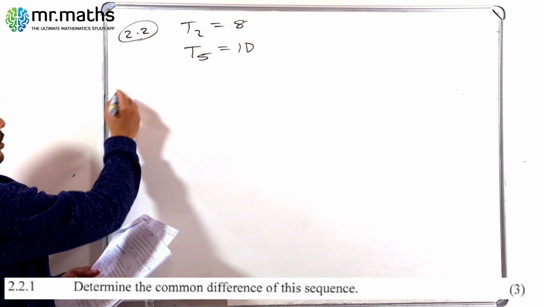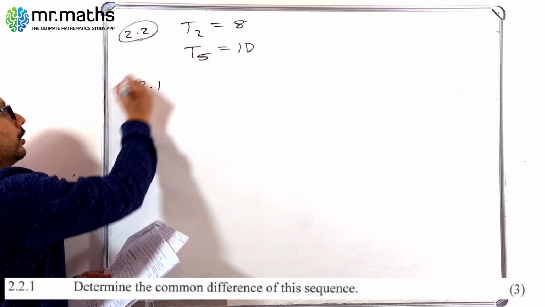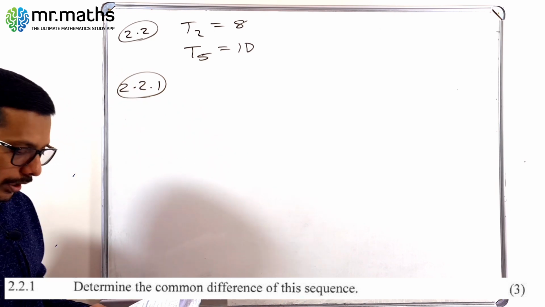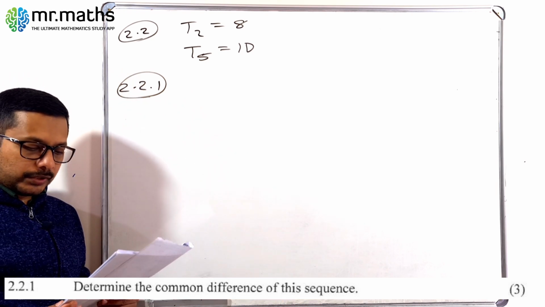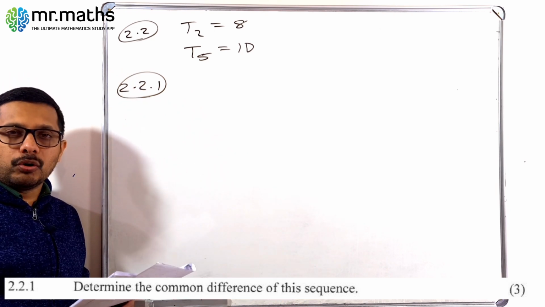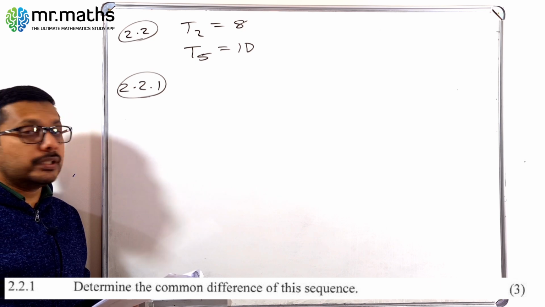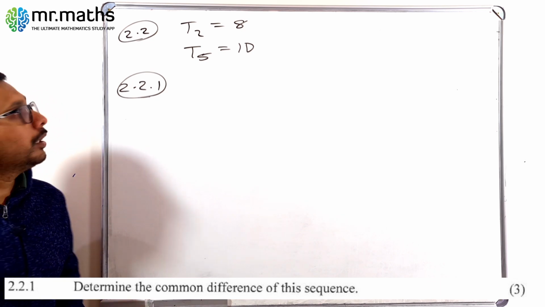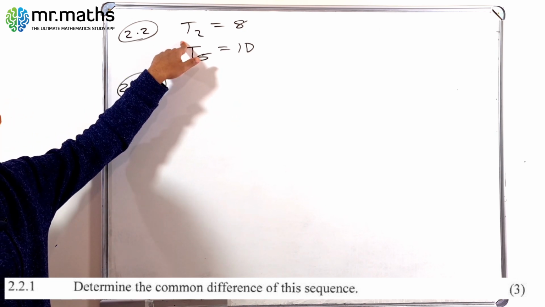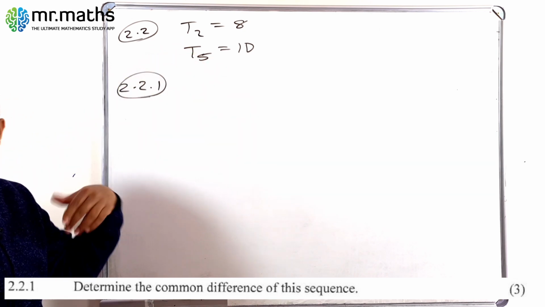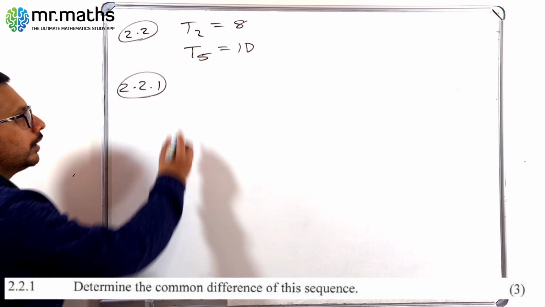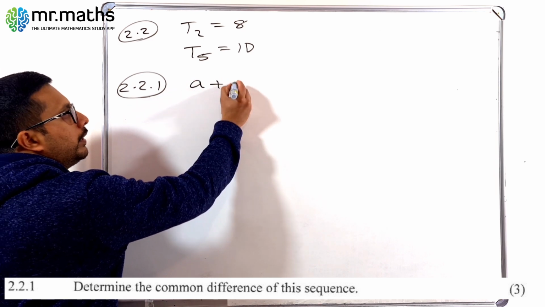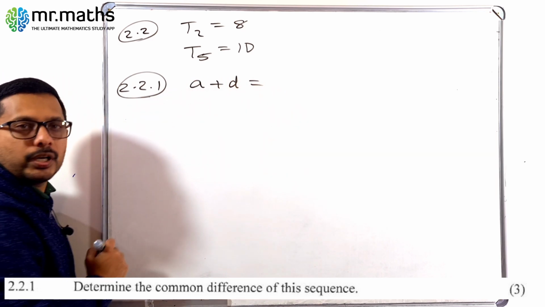So let's look at the first question, 2.2.1. What is that question? Determine the common difference of this sequence. You have to find the common difference, that means D. Okay, so listen here. This second term, how can you write? Second term general, how can we write? A plus D or A plus 1D.